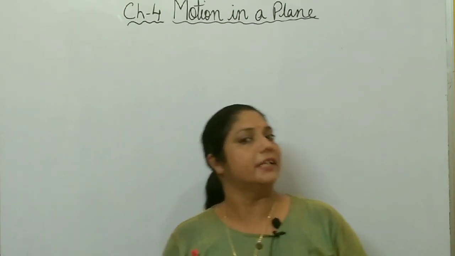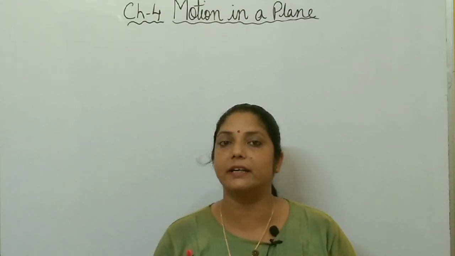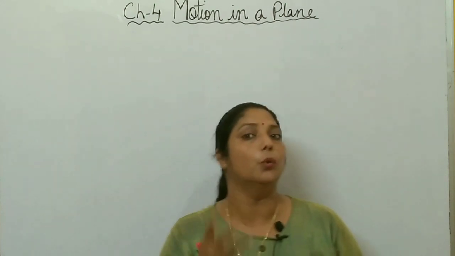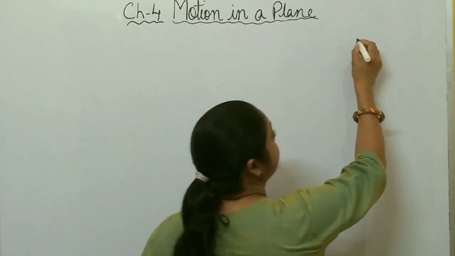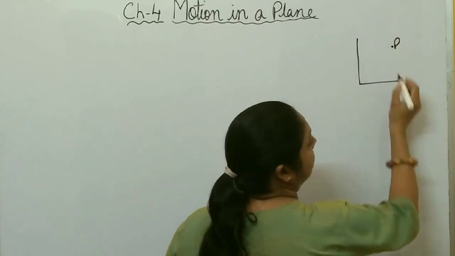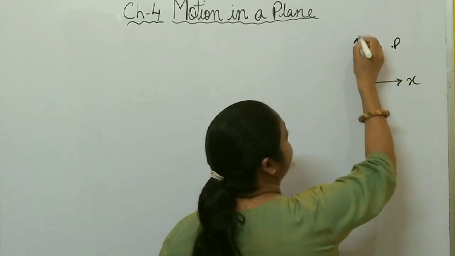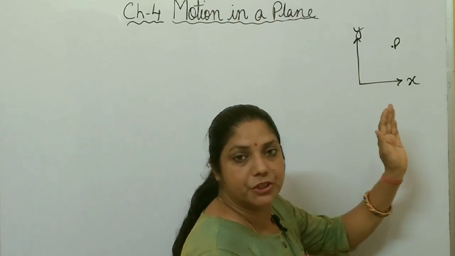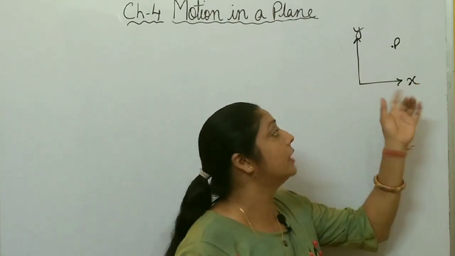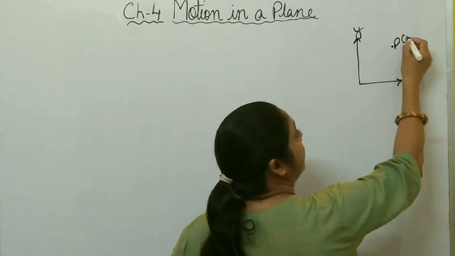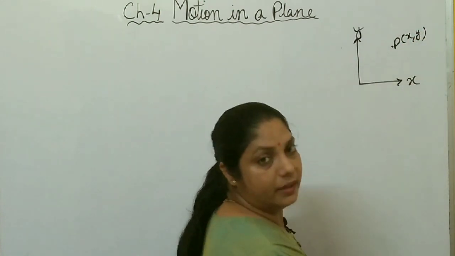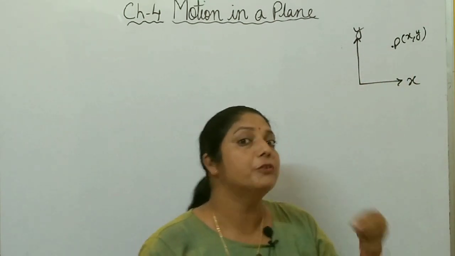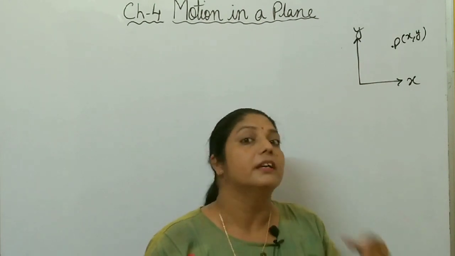Today in this video I will discuss the kinematics of a particle moving in a plane. Plane means two dimensions. Two dimensions is a combination of two one dimensions. Suppose at any instant the particle is at point P, and this is the x-axis, this is the y-axis. When this particle moves from one position to another, it covers distance both along the x and y-axis. At this point, its coordinates are given by (x, y). So in two dimensions, we will discuss position vector, velocity vector, and displacement vector.